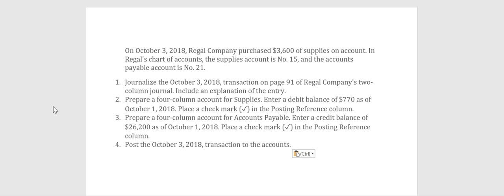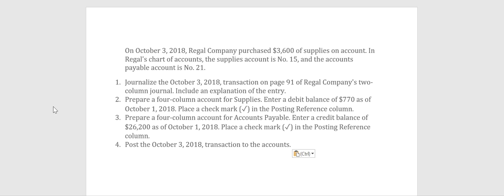In Regal's chart of accounts, the supplies account is number 15 and the accounts payable account is number 21. Remember, when we are preparing our chart of accounts, the first number in the account number indicates what type of an account it is. So all of our assets, for example, start with the number 1. All of our liabilities, 2, our equity accounts, 3, our revenue accounts, 4, and our expenses, 5.